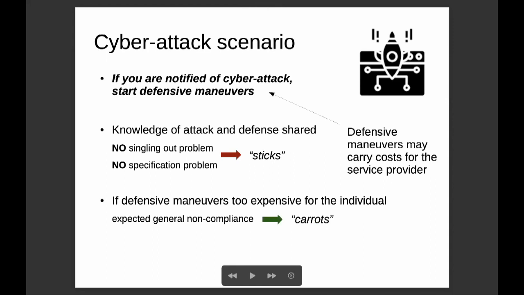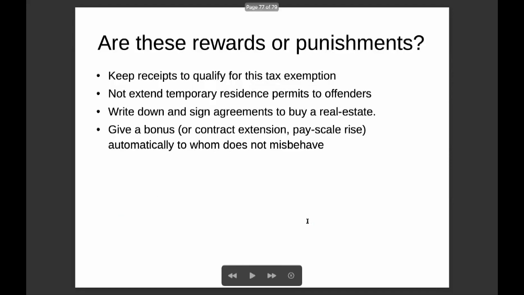For the second norm, knowledge of the occurrence of the cyber attack and what type of defensive maneuver to apply are shared, so there is no singling out nor specification problem. In general, we should go for a punishment-based regime. However, as before, if a defensive maneuver is too expensive for the individual, you may expect general non-compliance, so carrots may serve better. We return as well to the initial rewards and punishments.